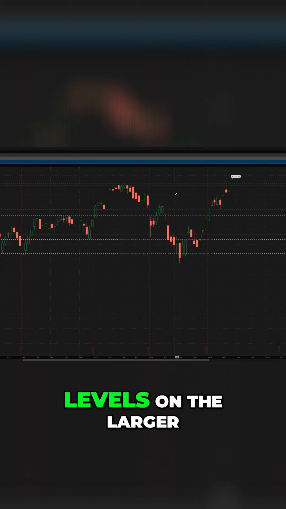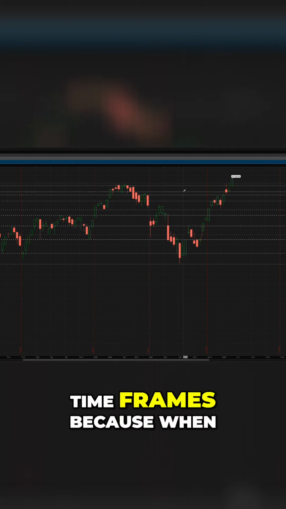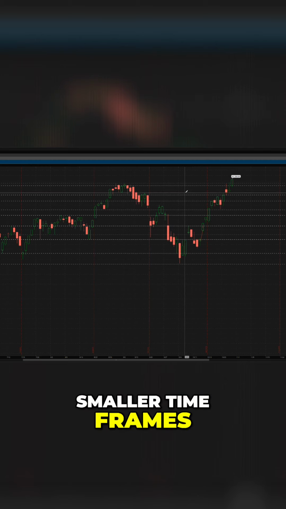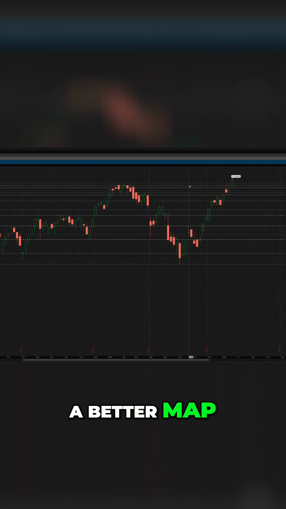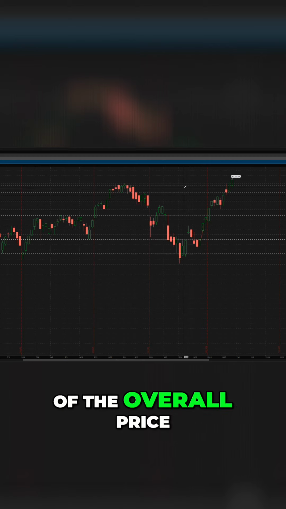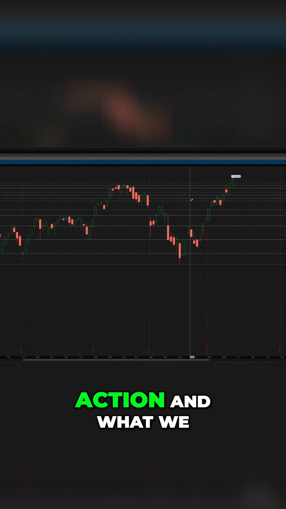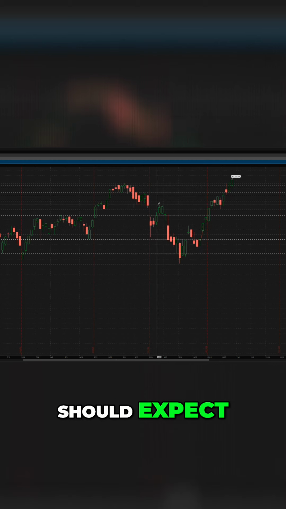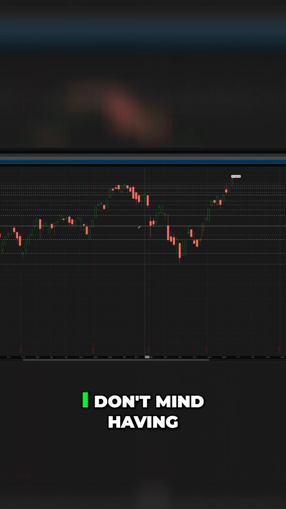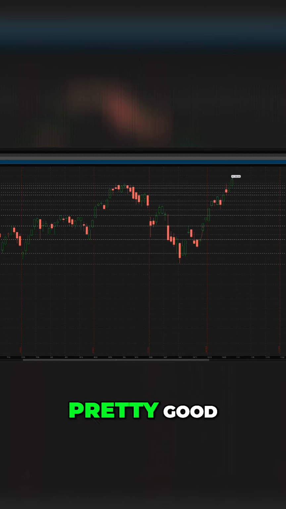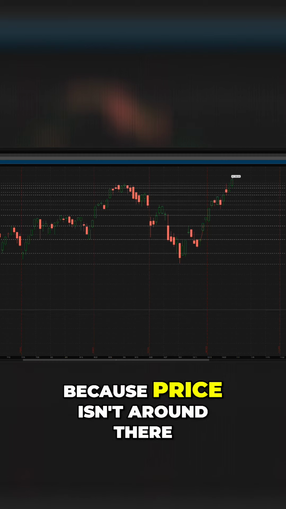And we mark these levels on the larger time frames because when we get to the smaller time frames, it really gives us a better map of the overall price action and what we should expect. So I put a lot more levels than I think other people. I don't mind having the lines in my chart. Let me go to the 4 hour now. I think I did pretty good. And I don't need to do down here because price isn't around there.